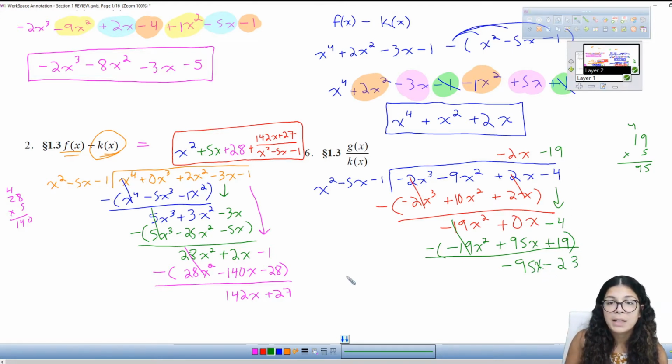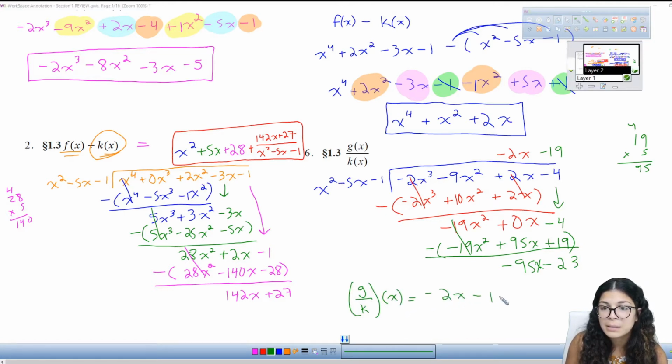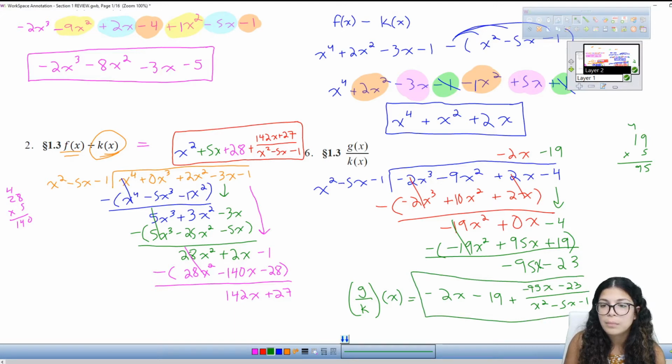So my final answer, g of x divided by k of x, or I could write this as g divided by k of x, equals negative 2x minus 19 plus negative 95x minus 23 over my divisor, which was x squared minus 5x minus 1.